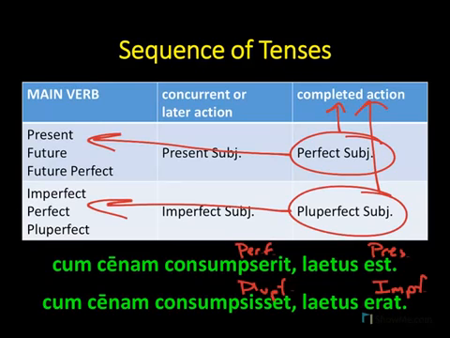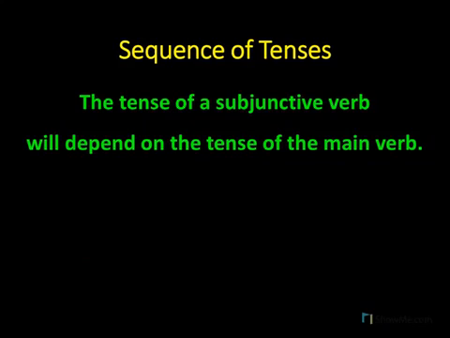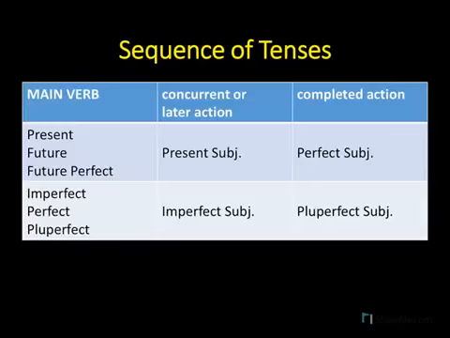So, to sum up, the tense of a subjunctive verb will depend on the tense of a main verb. And there is a systematic relationship between the tenses of the verb in the subordinate clause and the verb in the main clause. And one more quick note about this chart. It will be very handy for you to memorize this chart and how it is laid out, because it is key to understanding how the tenses of different clauses relate to each other.